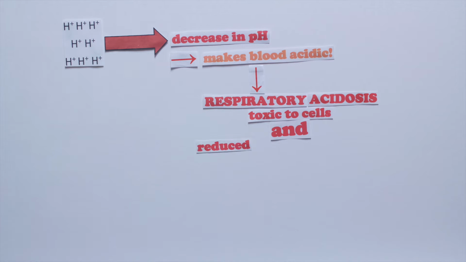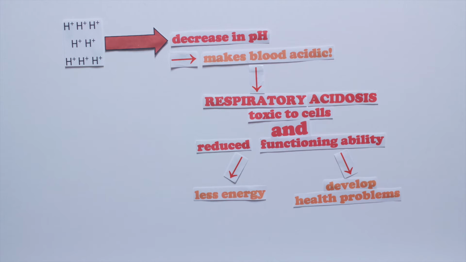Acidic blood is toxic to your cells and can reduce their abilities to function properly. When your cells are impaired, they cannot effectively utilize nutrients and have a hard time fighting against bacteria and viruses. As a result, you will have less energy and can develop numerous health problems.